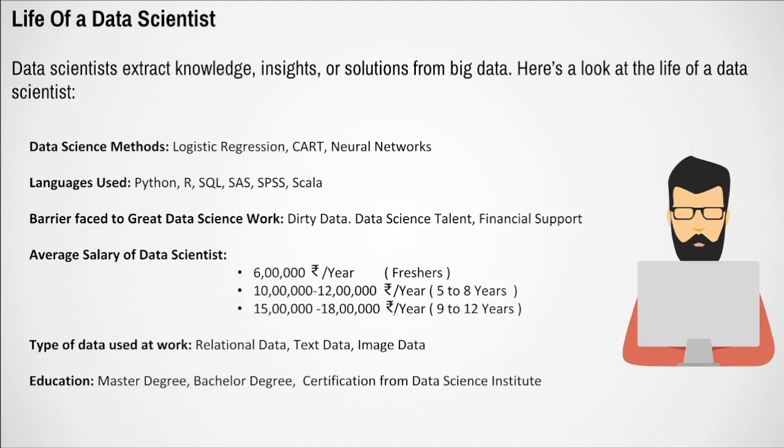What are the barriers faced by a data scientist to do great data science work? The first barrier is dirty data. Whatever project you do in data science, 80% of the time you will be spending on making your data ready for the models, right? So dirty data is one of the barriers. Then data science talent. There are so many blogs over the internet which say that there is a shortage of data science talent all over the world. That's why people are attracted to this profile. So in reality, we have a shortage of data science talent as of now.